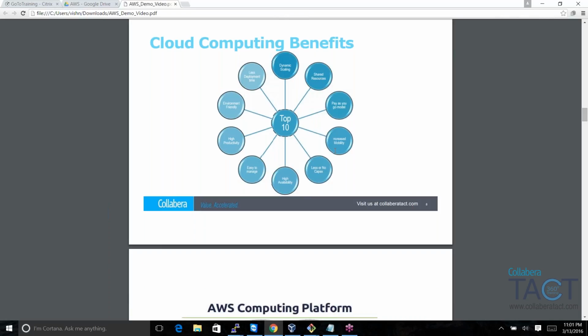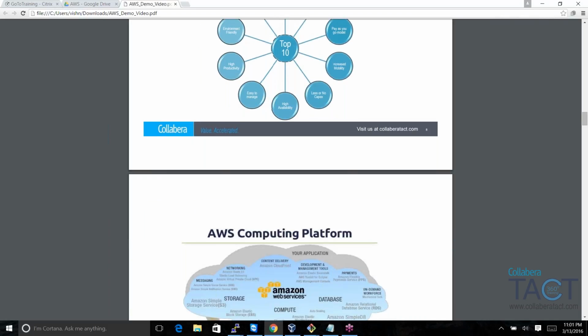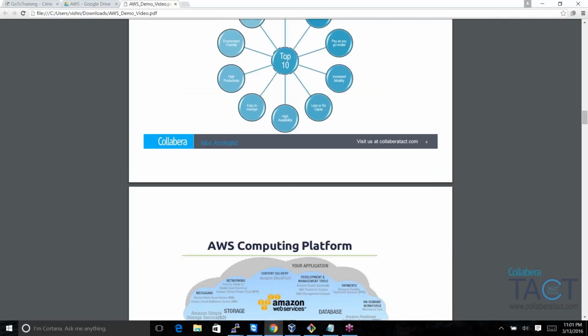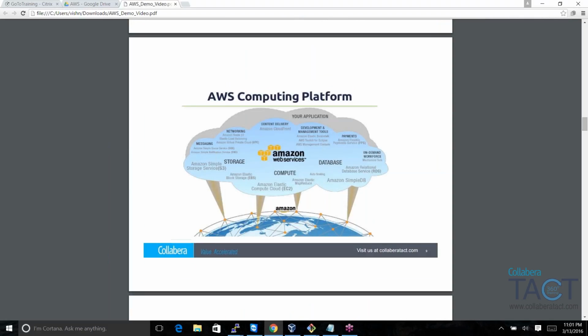High availability. Cloud computing has a feature called high availability. Especially with AWS, you can achieve high availability levels up to geographical locations. So what does that mean? If I'm running the collabra.com website, I can have one server in, say, Singapore, and another server for collabra.com in the US.